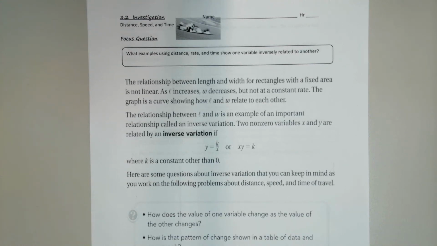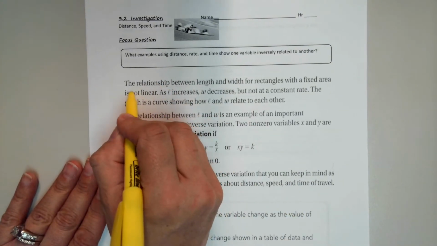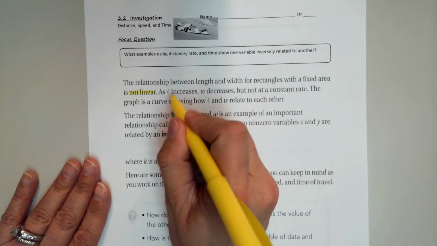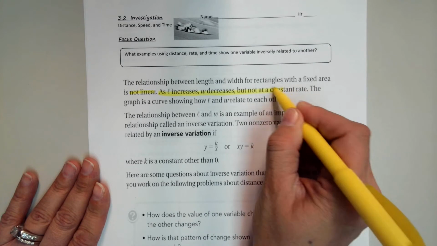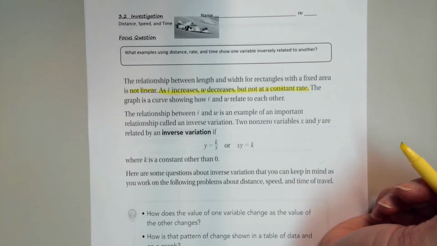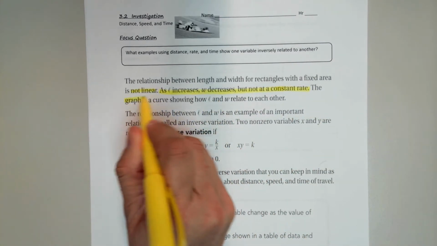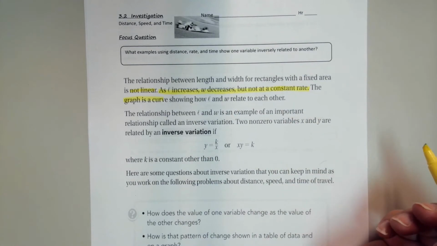So investigation 3.2 is a continuation of what we worked with in investigation 3.1, where we were dealing with a nonlinear situation. We have a relationship between the length and the width of a rectangle with a fixed area, and that is not linear. As the length increases, the width decreases, but not at a constant rate. So that is how we describe a nonlinear pattern. The graph is a curve showing how length and width relate to each other.